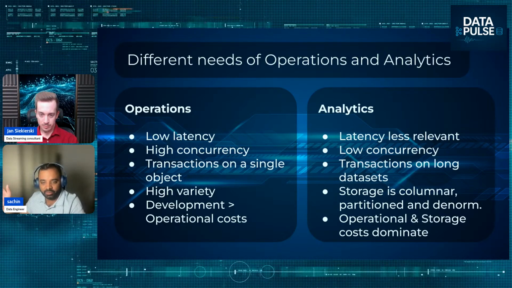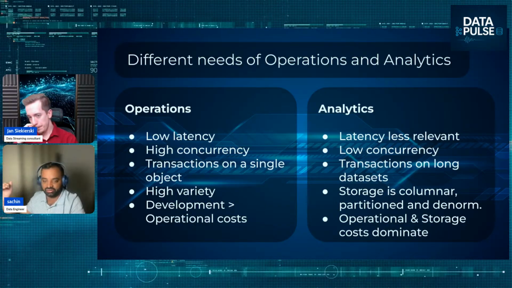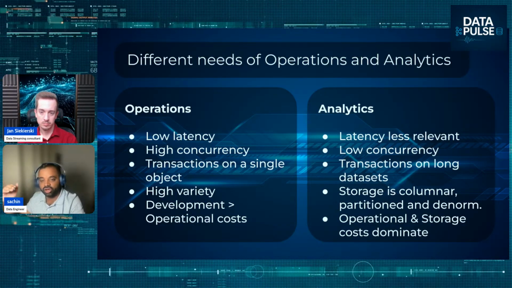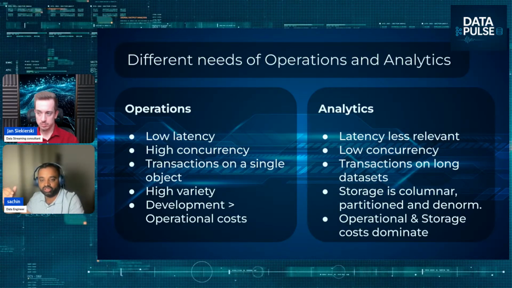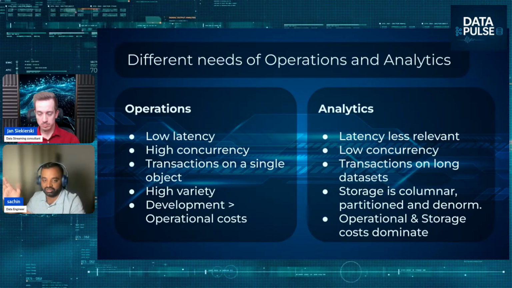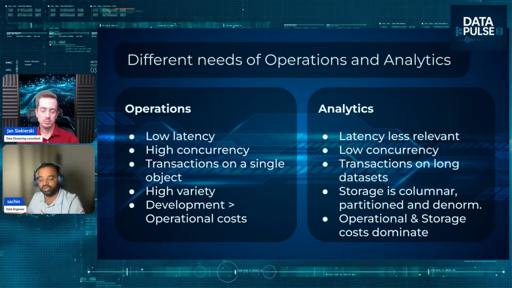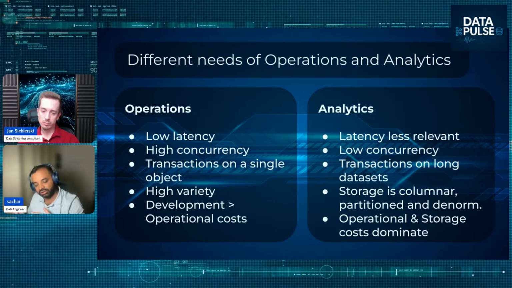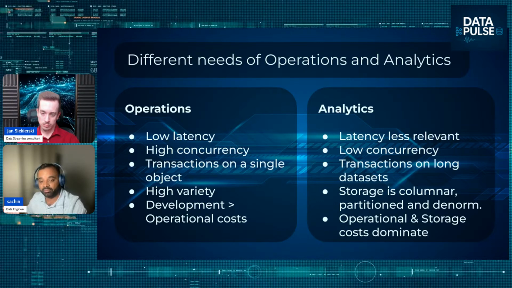Storage is columnar, partitioned, and denormalized. Because we are querying a huge data set, storage is columnar, and it's also partitioned and denormalized to make the queries more efficient. And compared to operations, operational and storage costs especially dominate the cost. So in operations, development dominates the cost, but here operational and storage costs dominate, and that's why we have different patterns of compute.